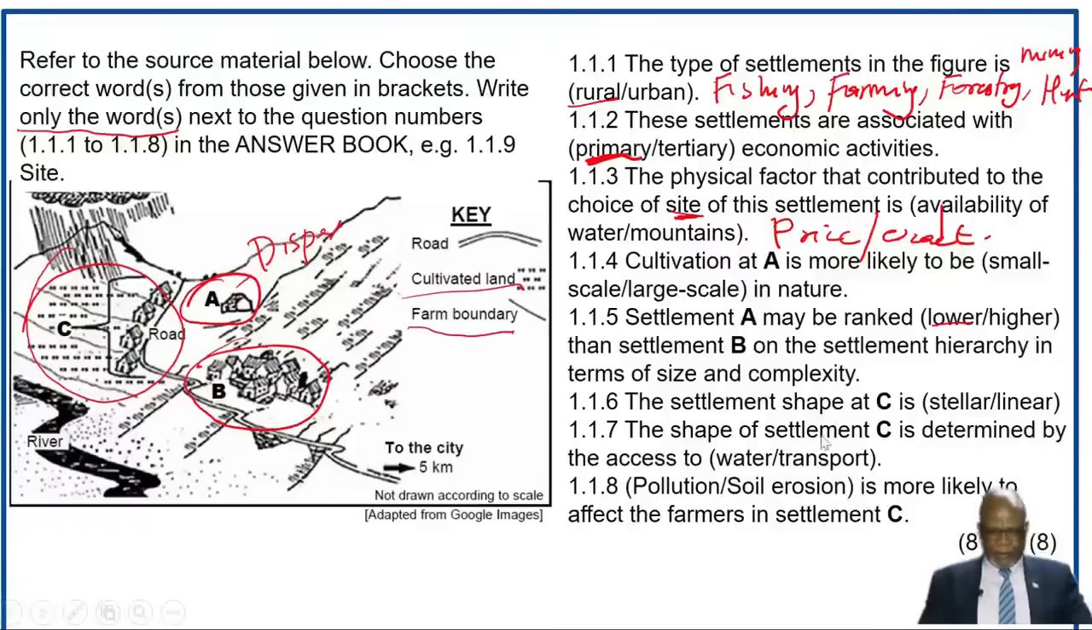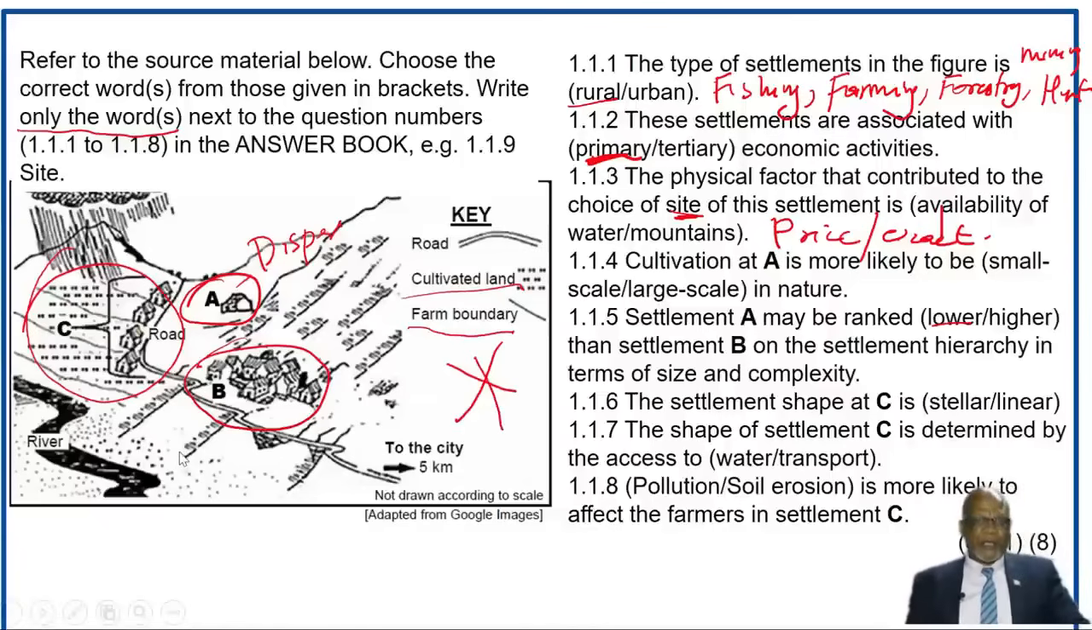Then they say the settlement shape at C is stellar or linear. So we go to C. Where is C? I can't see C here. Okay, I'm looking for C. Okay, now here is our settlement C. Is it stellar? Stellar will mean that there is more than one intersection. More than one intersection will result in a star shape. But here, I don't see an intersection, I just see one road here. So it cannot be stellar. The correct answer there will be linear because you can see it's in a line form.